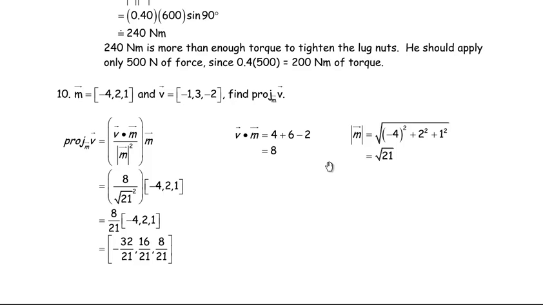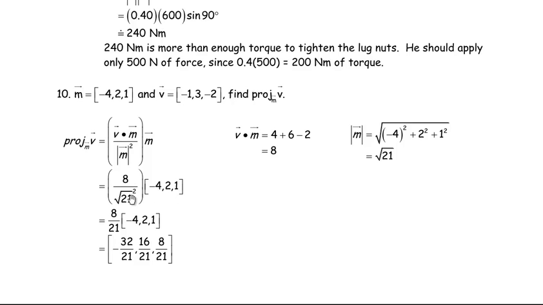And then we also need the length of vector m. So negative 4 squared plus 2 squared plus 1, that's 16, and 4 would be 20, plus 1 is 21. So the root of 21 is the length of vector m. So the dot product, the 8 goes in the numerator here, the magnitude of vector m goes in the denominator, and times vector m, the negative 4, 2, 1 vector.